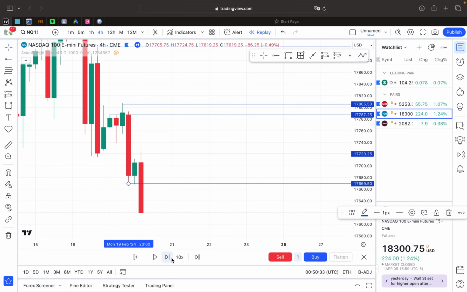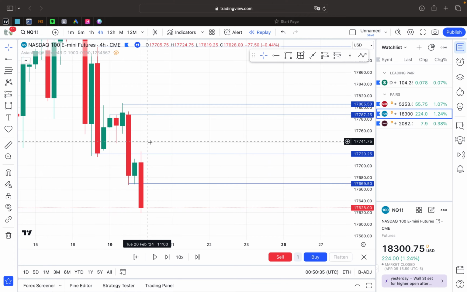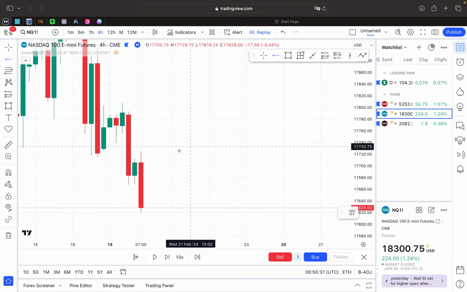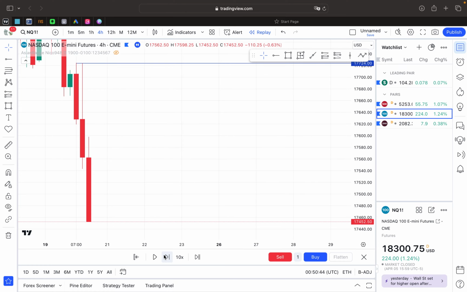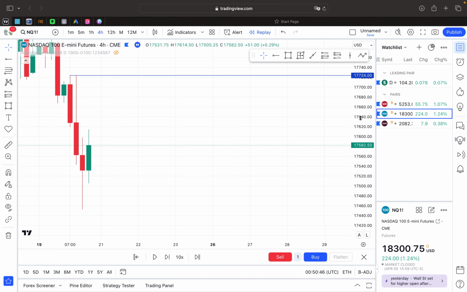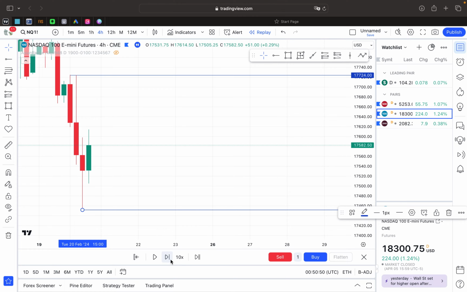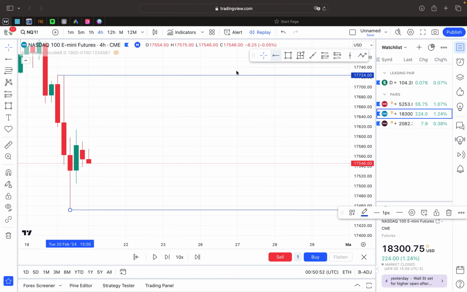We got green, red, the highest point right there. Alright, let's keep playing it out. Create a low for us. Alright, we just got a low that was created for us. Alright, we got a high. We got another low.